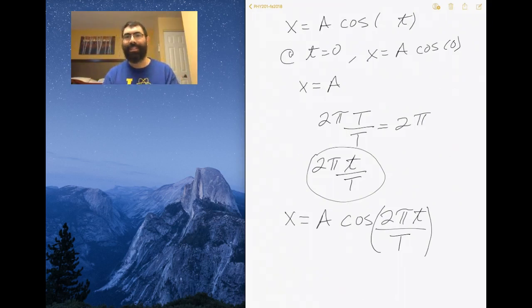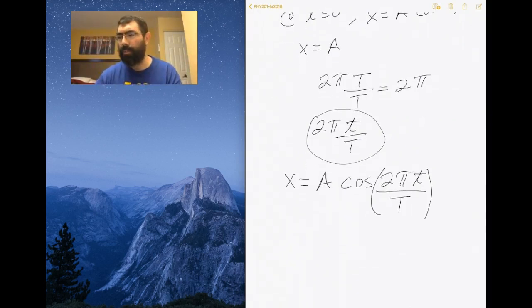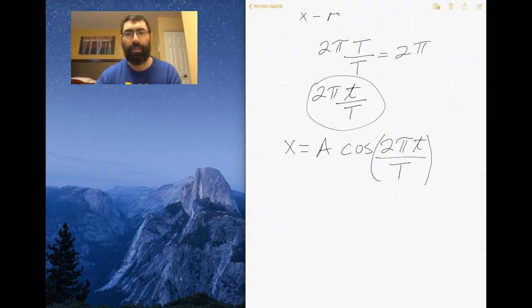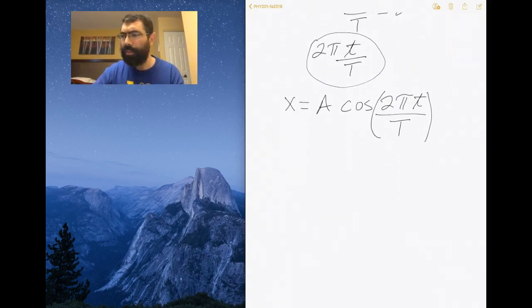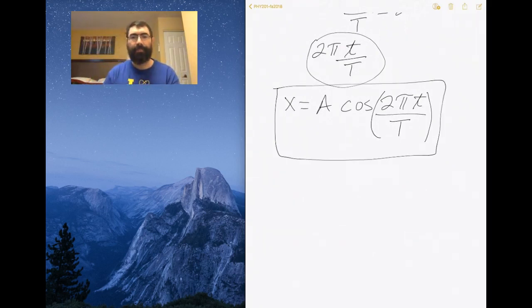But as long as we set the scale with the period, then we can figure out what fraction of the period where we are in the motion. So this is now our equation for the position.